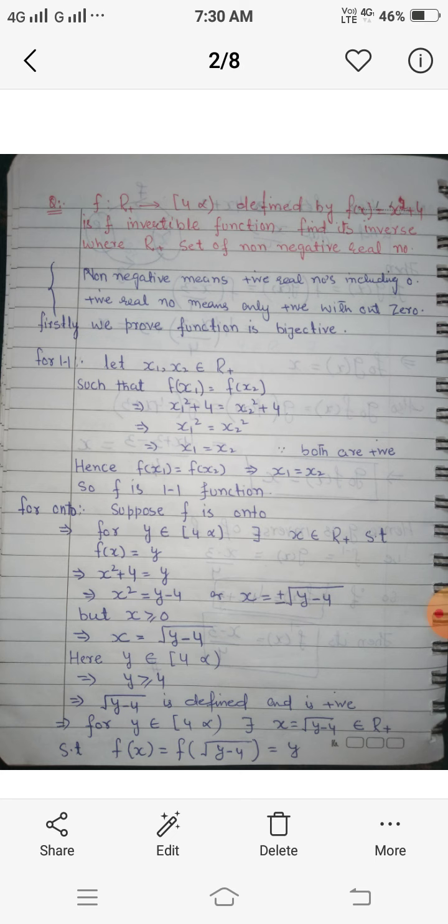Now how do we find the inverse of a given function? You should remember the necessary and sufficient condition for a function to be invertible. How do we check whether the inverse exists for the given function or not? You should simply check that it is bijective. If the function is bijective, then its inverse exists.